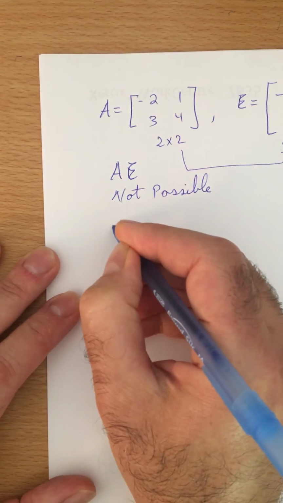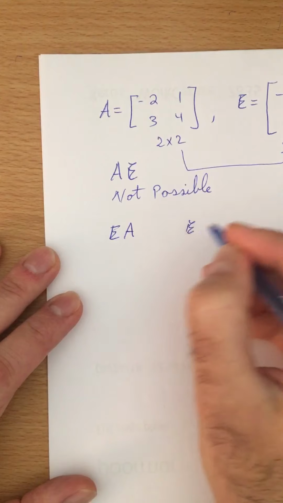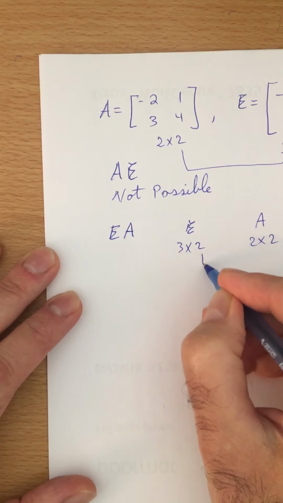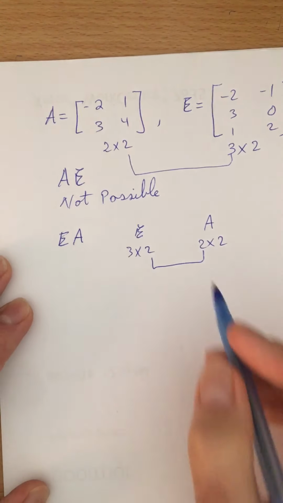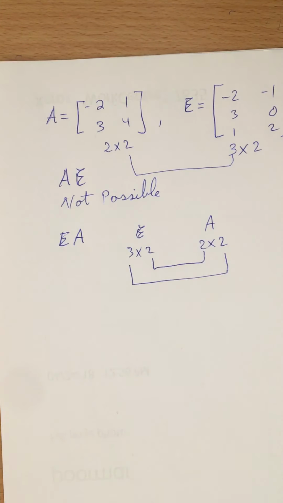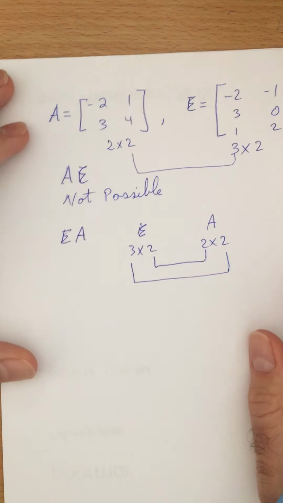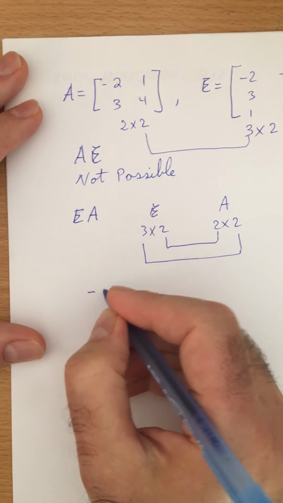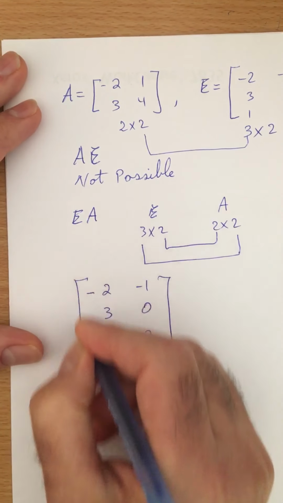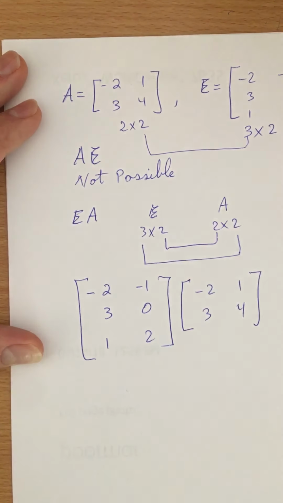On the other hand, if I had E times A, now, what's the dimension of E? It's a 3 by 2. What's the dimension of A? It's a 2 by 2. Are the inner numbers the same? Yes, they are. So I can multiply E by A, and the resulting matrix will be a 3 by 2. So notice A times E was not possible, but E times A is possible. So let's try that. We have negative 2, negative 1, 3, 0, 1, 2. That's matrix E times matrix A, negative 2, 1, 3, 4.